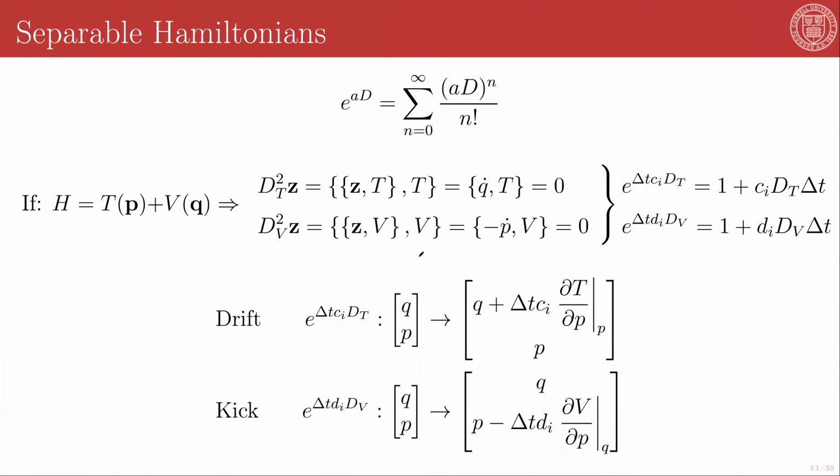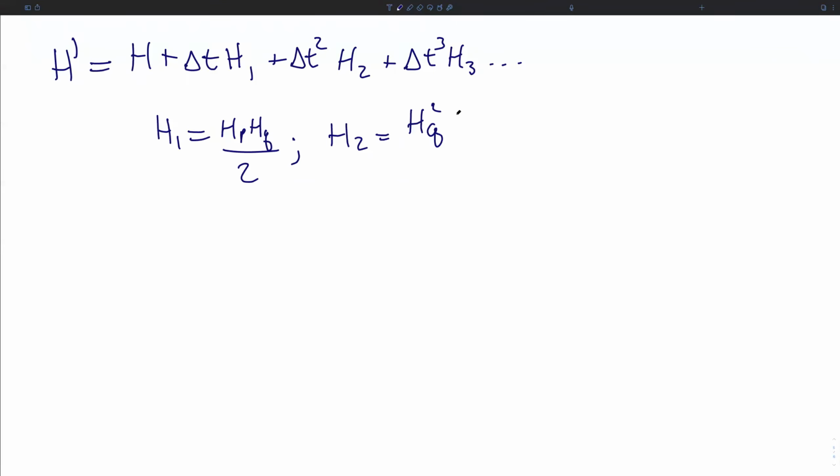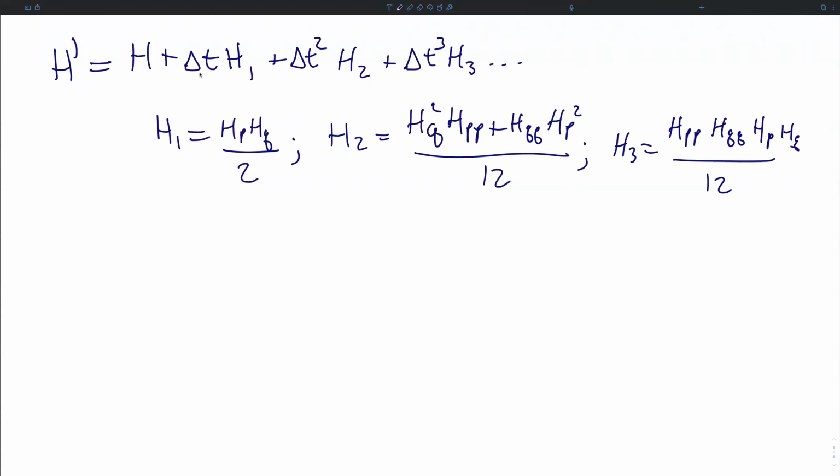So let's talk about some of the properties of the symplectic integrators built in this fashion. The symplectic mapping describes the time evolution for delta t of a system with a Hamiltonian H prime, which is close to the H of the original system, such that H prime equals H plus delta t H1 plus delta t squared H2 plus delta t cubed H3, this being for a first order scheme defined such that H1 is equal to the partial of H in p. This notation with the subscripts is shorthand for partial derivatives. So H_p, H_q, partial of H in p times partial of H in q divided by 2. H2 is partial of H in q squared times the second partial of H in p plus second partial of H in q times partial of H in p squared over 12.